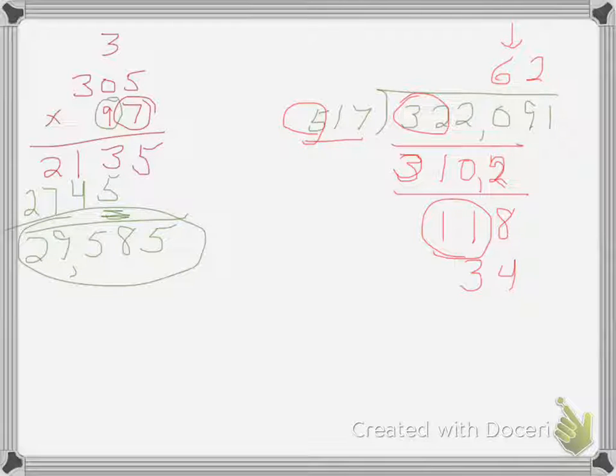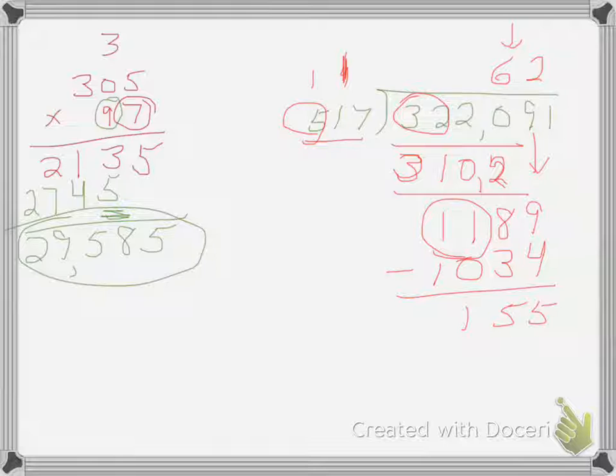What did I do? Oh, I forgot to... Okay, let's try that again. I need to bring down my 9. There we go. Okay, still got a 2 there. 2 times 7 is 14. Now carrying a 1. 2 times 1 is 2, plus 1 more is 3. 2 times 5 is 10. Subtract 5, 5, 1. Bring down the 1.